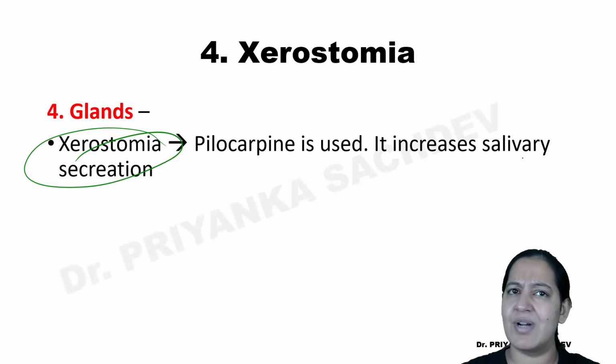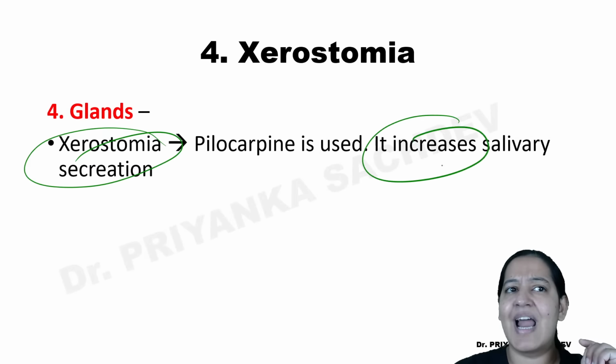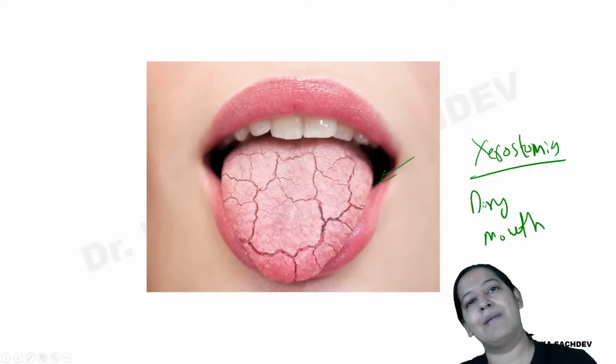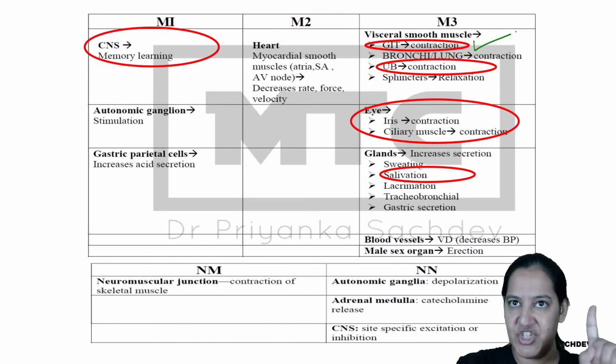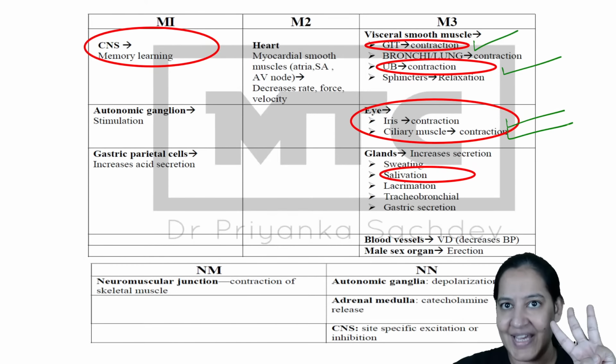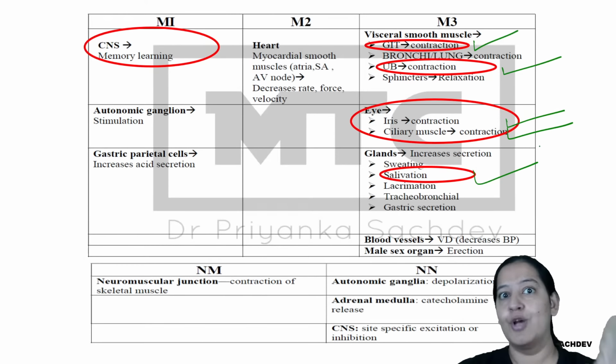So you just give these drugs. These drugs increase salivary gland secretion, all gland secretion, so salivary also. So they will be helpful in xerostomia. So: constipation, urinary retention, glaucoma, synechiae, xerostomia. Till now four uses are done.